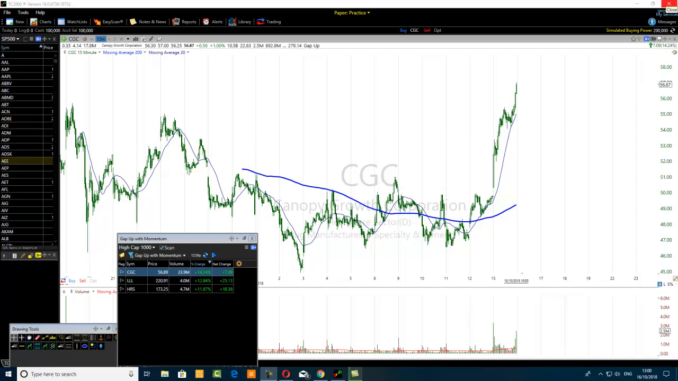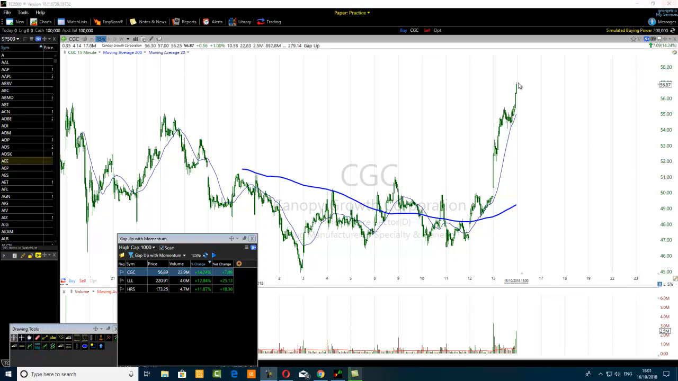Hello traders, the title of the video is the difference between breakaway and runaway gaps in the financial market. A financial instrument can gap up or gap down.